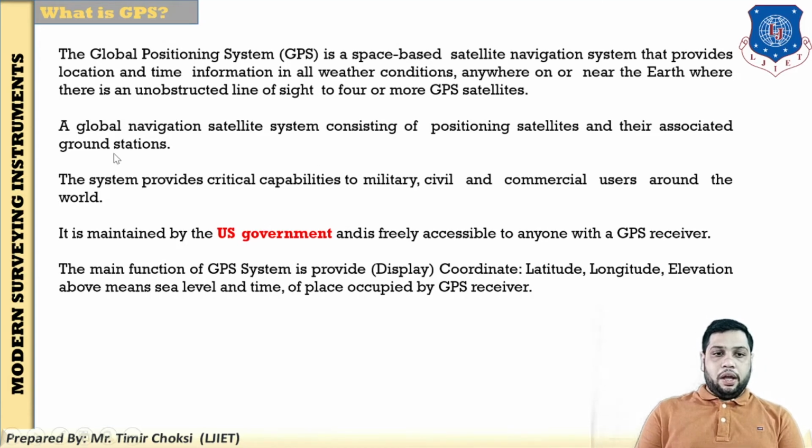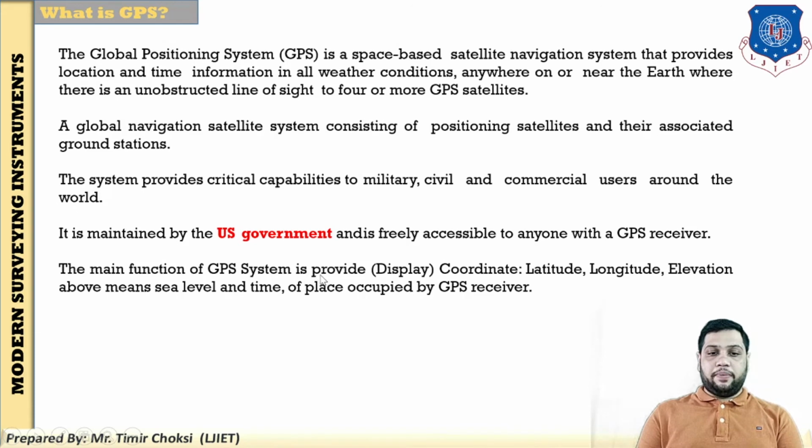A global navigation satellite system consists of the positioning satellites and their associated ground stations. The system provides critical capability to military, civil and commercial users around the world. You know that the GPS system is used in many fields, like the military field, civil field and commercial uses. But here I have explained only the GPS system used in a survey. It is maintained by the US government and freely accessible to anyone with a GPS receiver. You know that different types of GPS receivers are there.